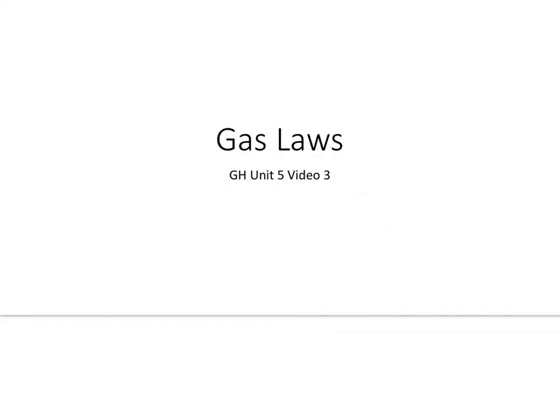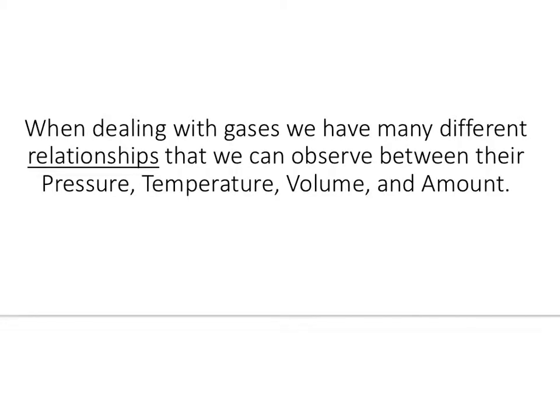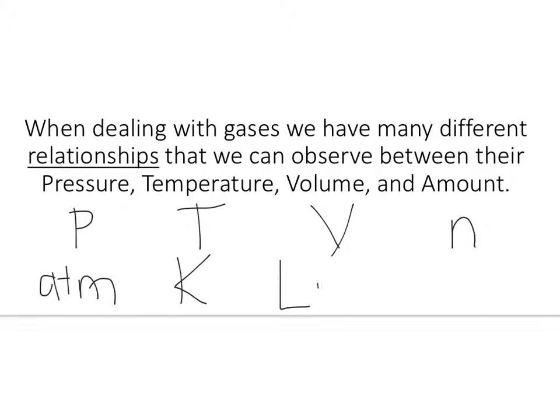This is where we actually look at the quantitative relationship between the four different properties we talked about in our first video. So, when dealing with gases, we have many different relationships that we can observe between their pressure, temperature, volume, and amount. As a reminder, pressure is denoted by P, temperature T, volume V, and amount N. Pressure is typically in atm, not always though. Temperature is always Kelvin. Volume is liters or milliliters. And N is mole.